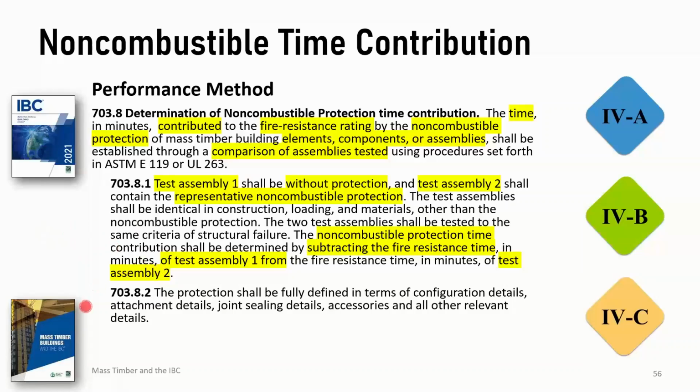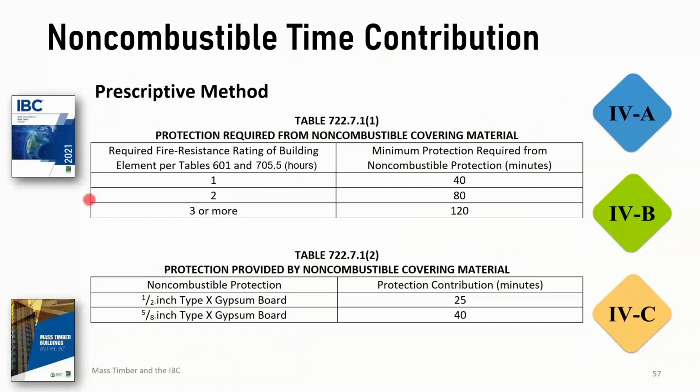If you don't want to do the test, you can use the prescriptive gypsum details that are provided for in that subsection there. And that subsection there will say, if you don't want to run the test, use these tables. So if your element is 1 hour rated, got to have 40 minutes. If it's 3 hour rated, got to have 120 minutes of fire resistance contributed by the non-combustible protection. And then it gives us another table that shows you a handy reference for how many minutes are typical gypsum wallboards given.